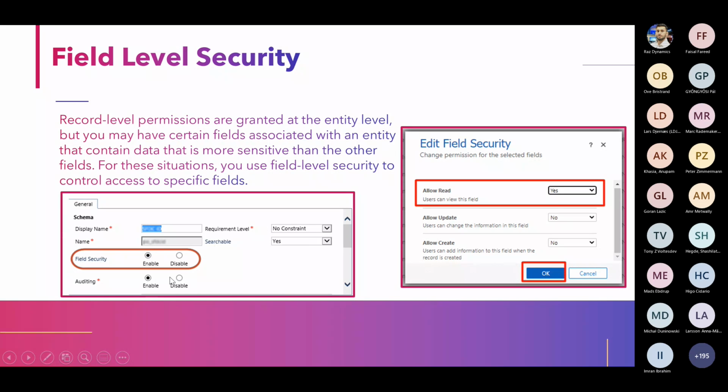To enable field level security, you just need to enable it for a particular field. For example, if I want to enable field level security for a credit card number, I just need to open that field and enable field security. Once you enable that, you need to provide the access: who can read it, who can update it, and who can create it. And you can associate a particular user or group with that field level security. So this is all about field level security.